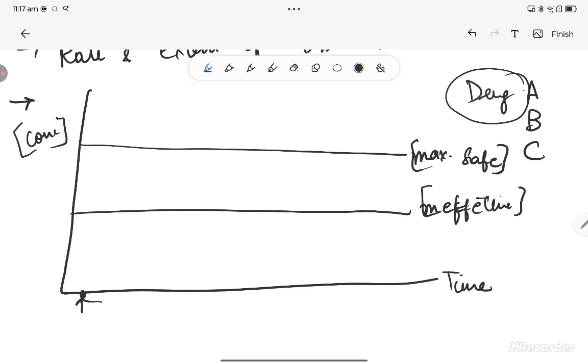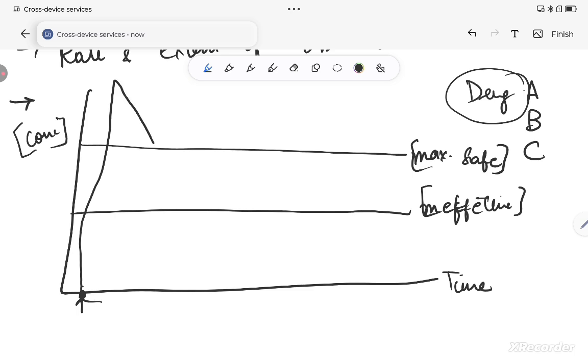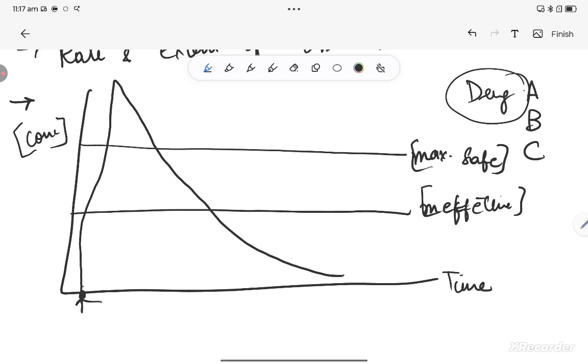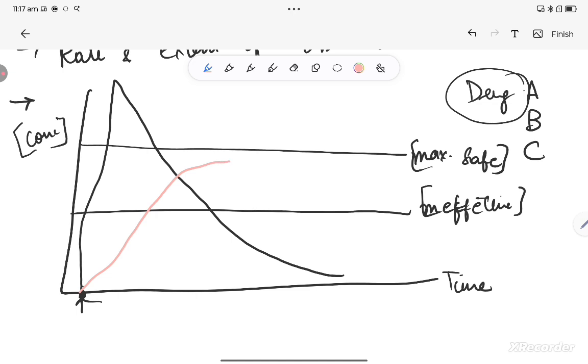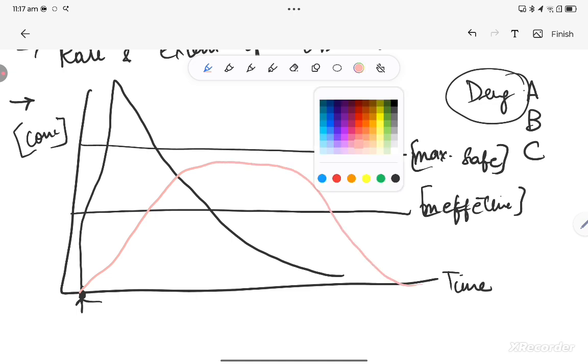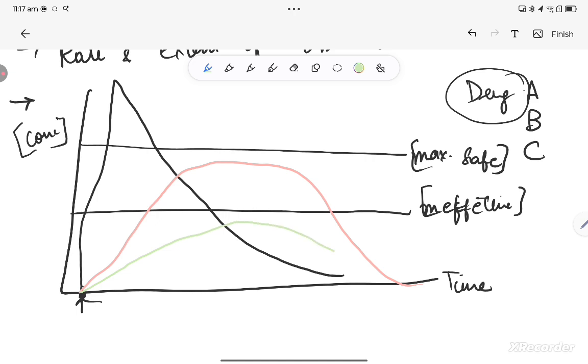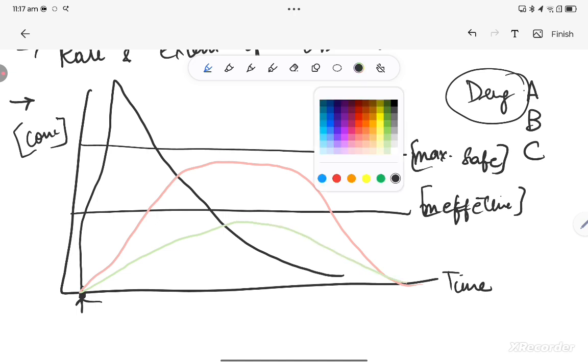Now, for formulation A, immediately after giving it, the concentration has increased and then it has fallen down like this. Now let us talk about one more. This is the same drug, other formulation. It has stayed like this and for this much time. Now we'll talk about another formulation of the same drug. It is something like this. Clear? So we are talking about the same drug but different formulations.